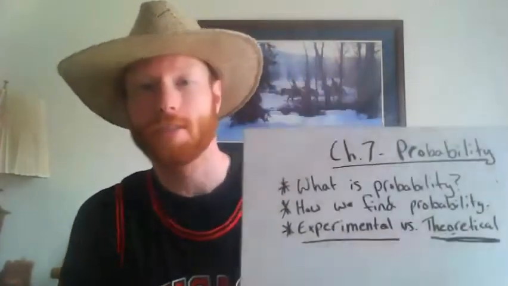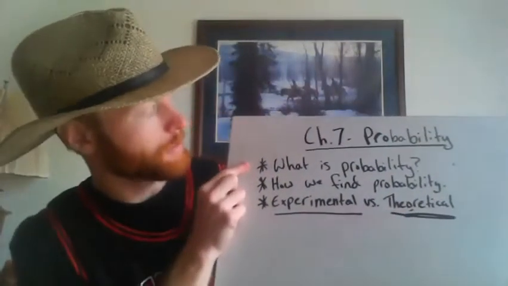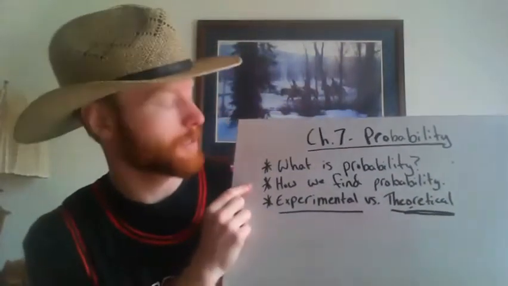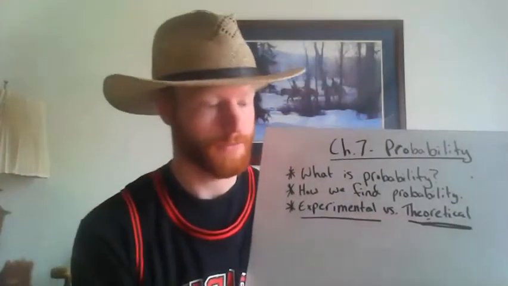Hey there, math fans. Today in this video, we're going to be talking about Chapter 7, Probability Key Ideas. Those key ideas are, what is probability? How do we find probability? And what is experimental versus theoretical probability?